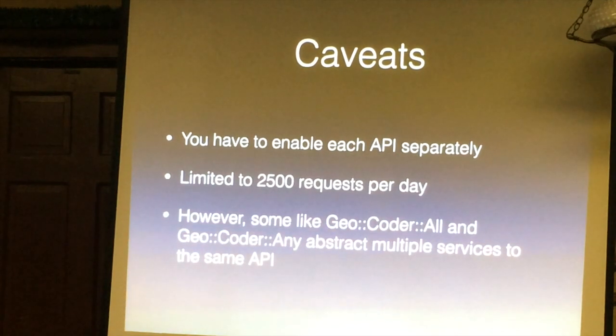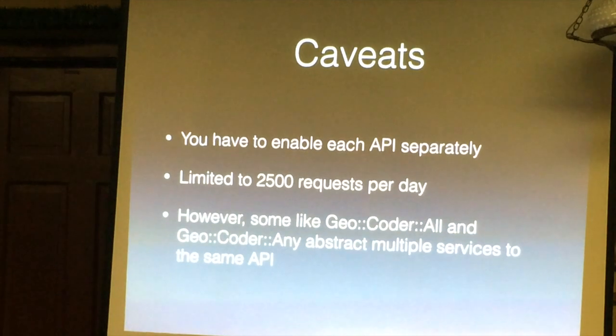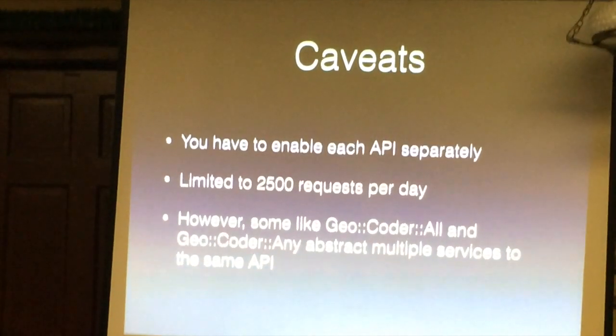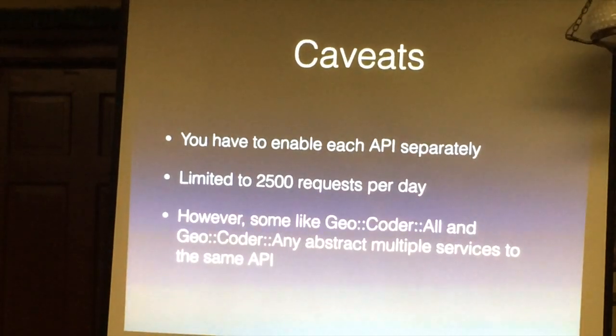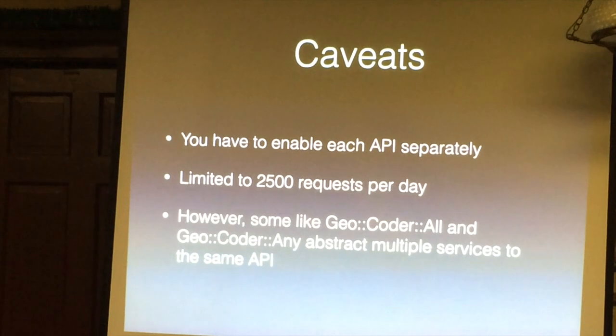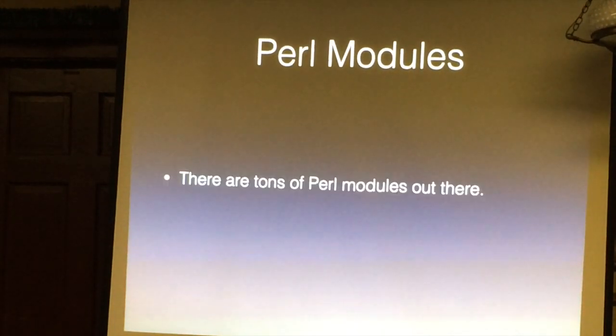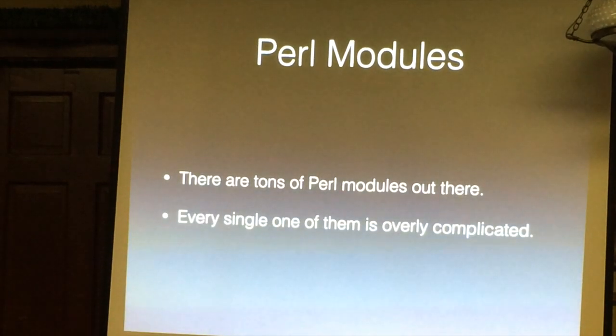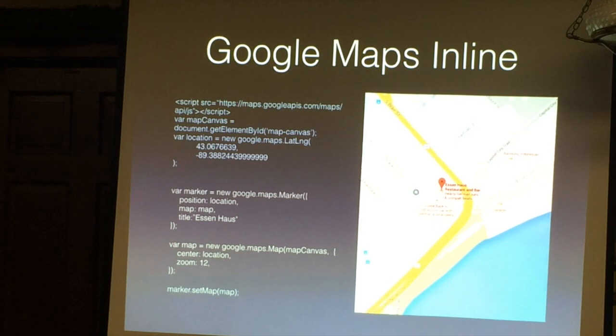So anyway, my code was actually longer using the modules than it was using HTTP Tiny. That's a bad sign. That's what I thought too. So yeah, I think that's it for caveats. I must have put all this on another slide. I put the however on the previous slide because I'm a moron.